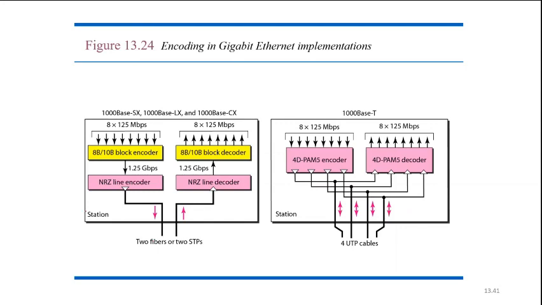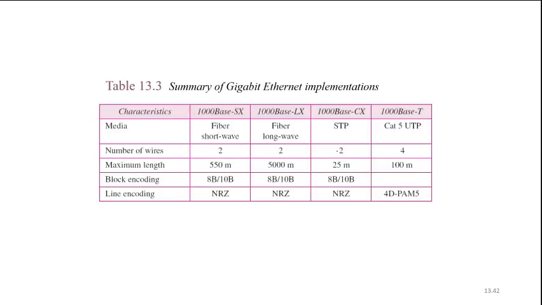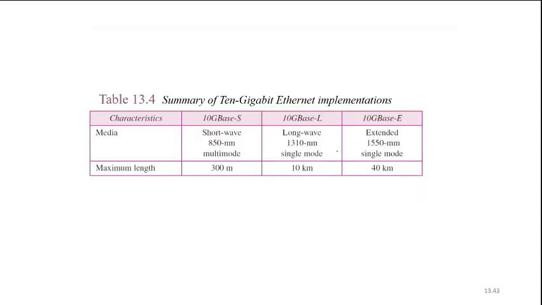Here, NRZ line encoders are used, and this is block coding. So block coding will be used, and NRZ line coding will be used. And while decoding, 4D-PAM5 encoders are basically used. So this is how the encoding is done in gigabit Ethernet.